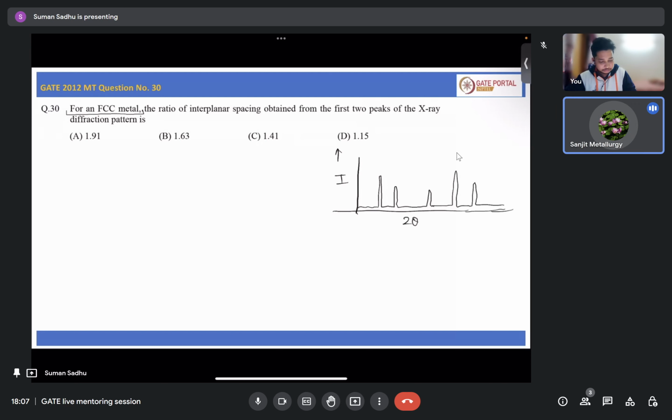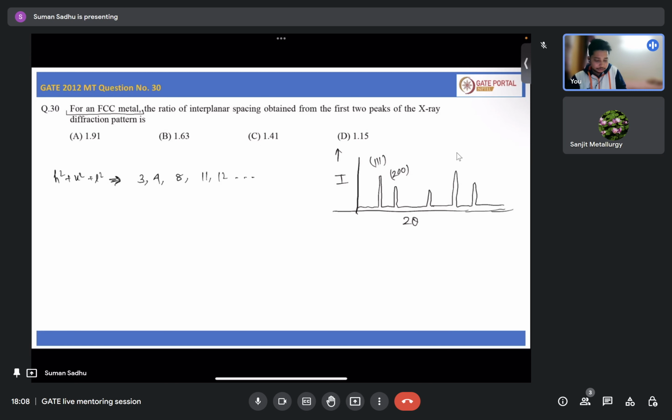So it will be at 111. And the second peak? No, sir, it will be at 200. Do you know the h squared plus k squared plus l squared sequence for FCC? Sir, it's in pairs, sir, like 3, 4, then 8, then 11, 12. 3, 4, 8, then 11, then 12. So like this. Okay. So first one is 3, that is 111. Second one is 4, 200. And third one will be 8.